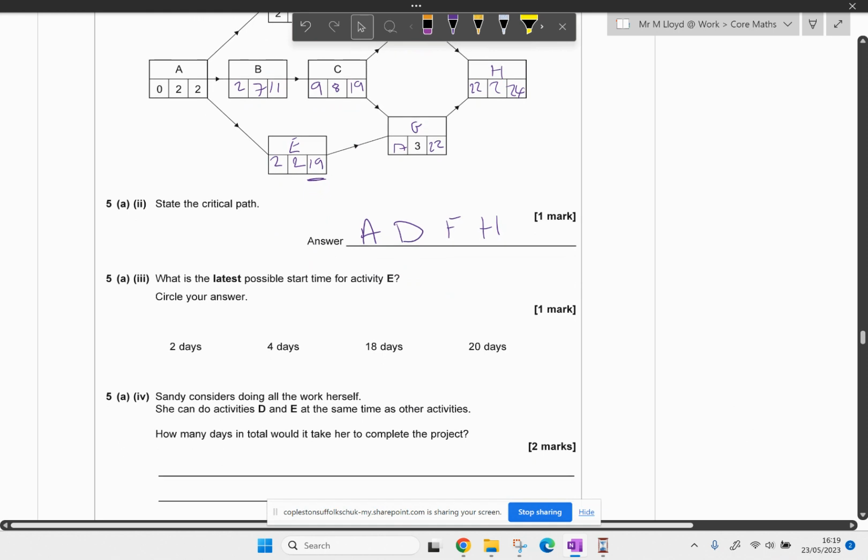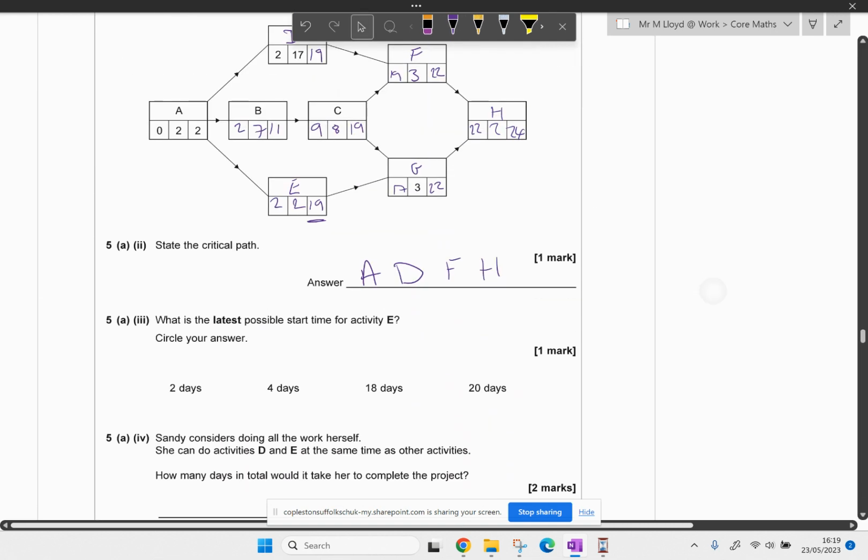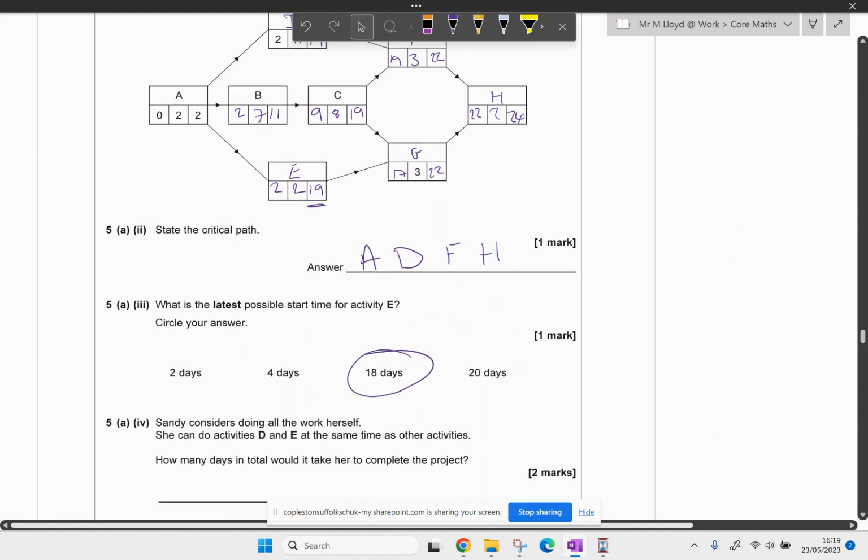What is the latest possible start time for activity E? Circle your answer. Okay, so this is a tough one. It's a duration of 2. It's got a massive float time. It needs to be done by 20. So that means it's 18. But on that diagram we had 19, so that's going to be 17. So 18 is the answer. Going by the diagram, I got 18. I reckon 17 would have been fine.